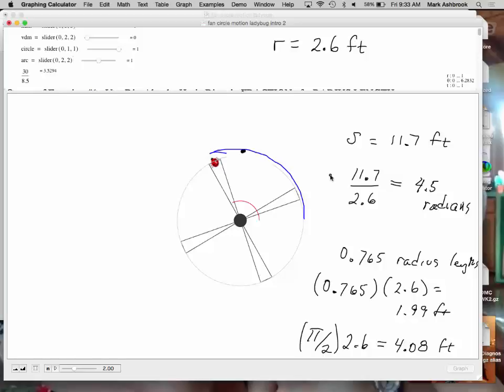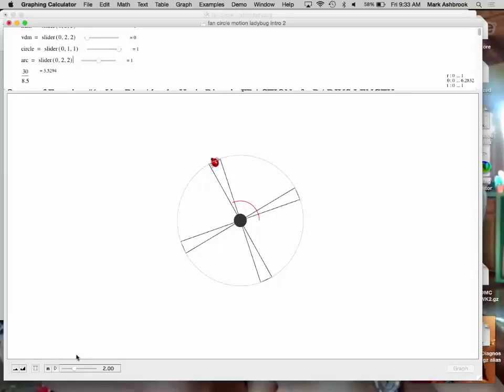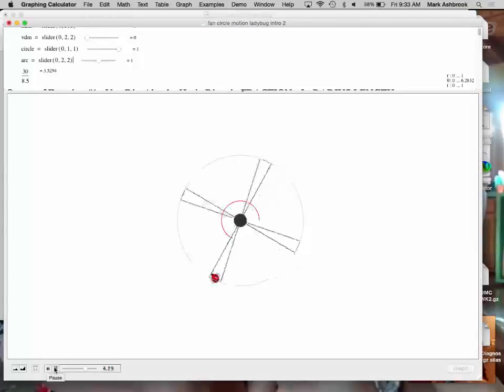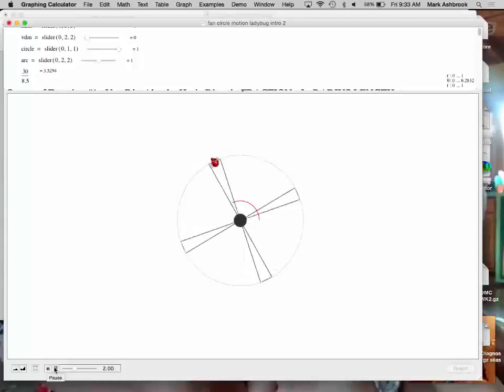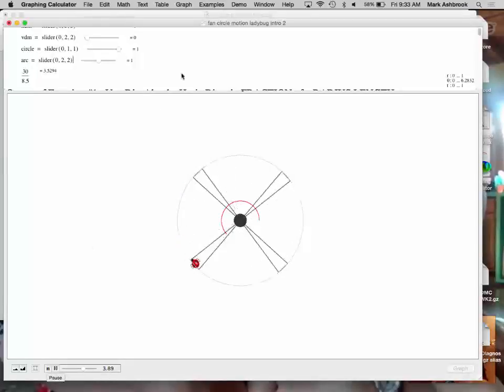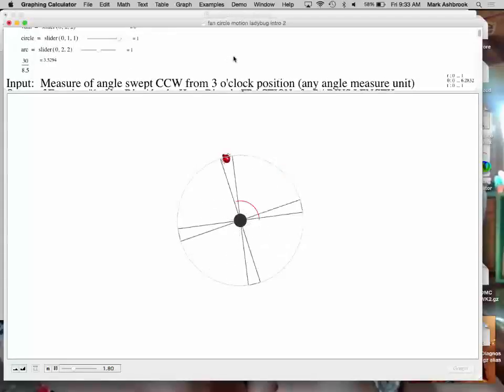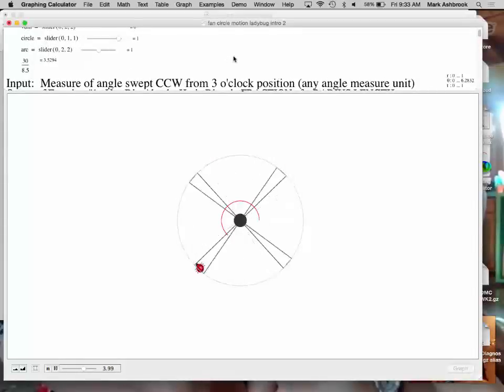So now, more than just arc length and angle measure and radius, that's what these are about. Now we want to actually talk about the location of the bug as it travels. We want to think of this as a dynamic situation, right? Quantities are changing together. So our input quantity is going to be our angle, right? The measure of the angle swept counterclockwise from the 3 o'clock position.